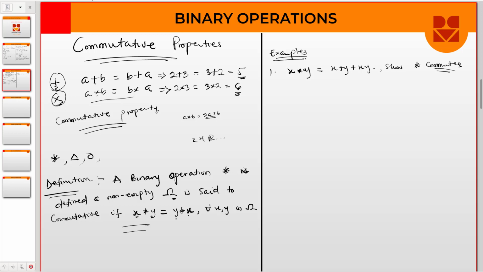So let's see. We said from the definition that for it to commute, x star y should be equal to y star x. We are already given that x operation y is equal to x plus y plus xy. So what will y operation x be? Wherever you see, y is now coming first, so this will now become y plus x plus yx. Exactly.